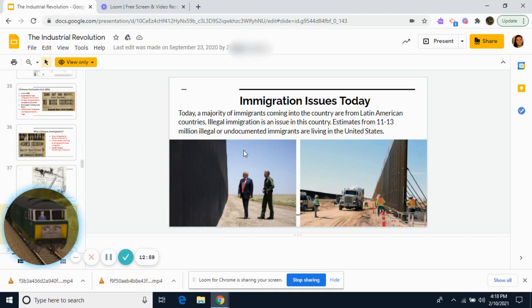Immigration issues today. Today, a majority of immigrants coming into the country are from Latin American countries. Illegal immigration is an issue in this country, with estimates of 11 to 13 million illegal or undocumented immigrants living in the United States.